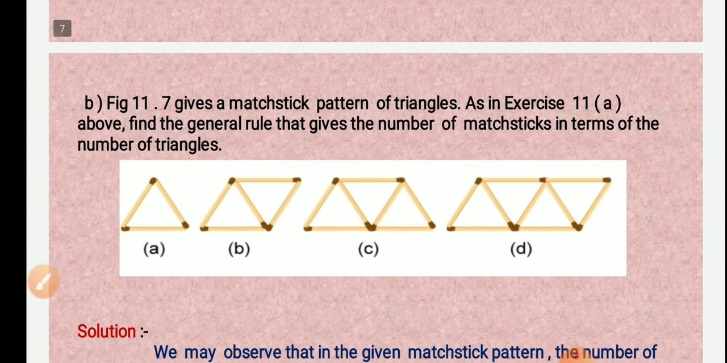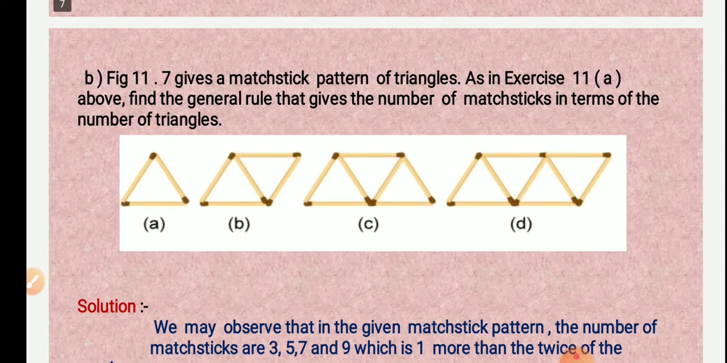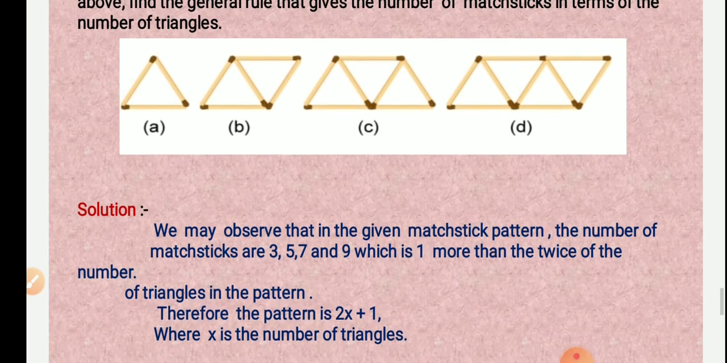Now see next. Here the next figure is 11.7. Here also a matchstick pattern is given, for triangles. As in exercise 11a above, find the general rule that gives the number of matchsticks in terms of the number of triangles. So see its solution.